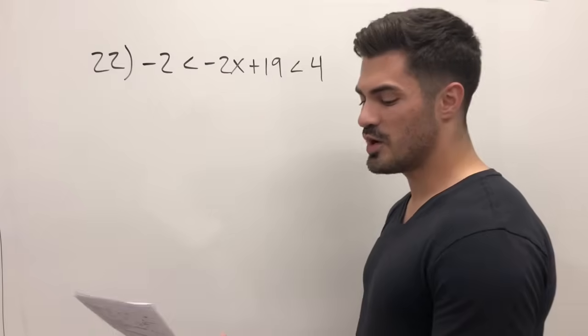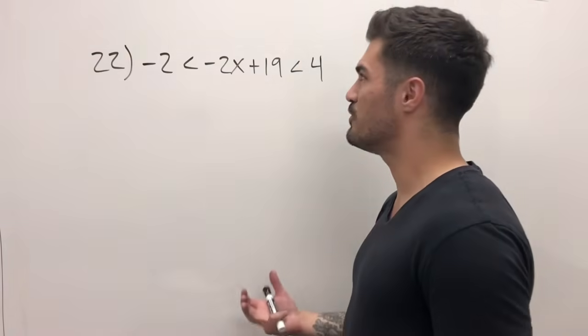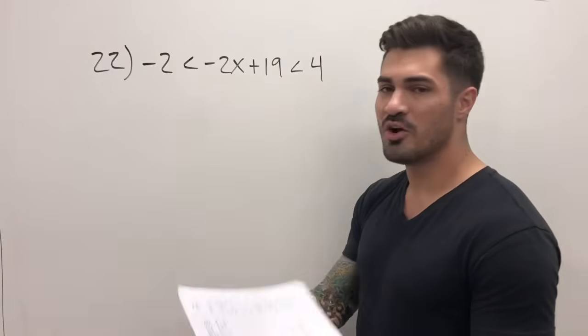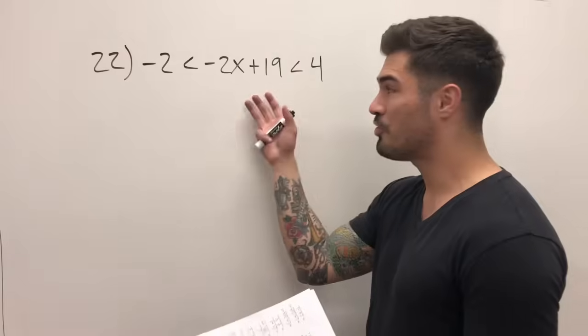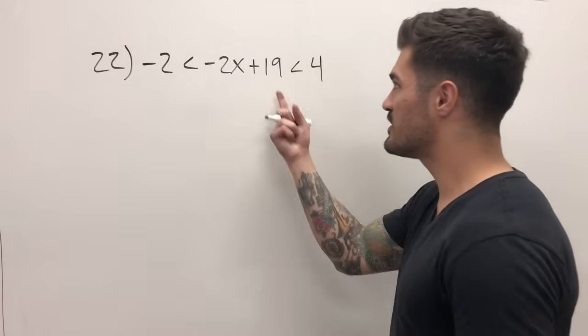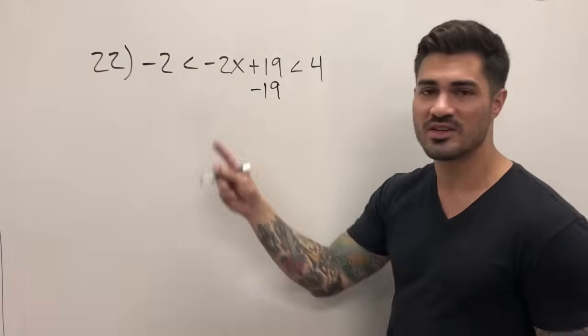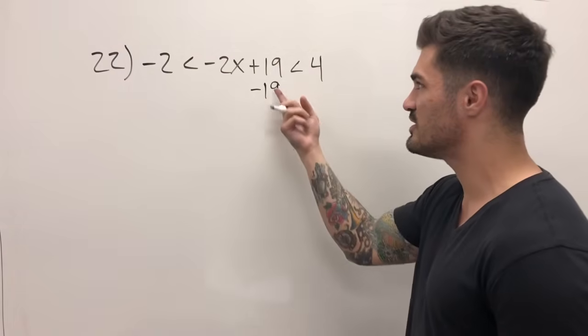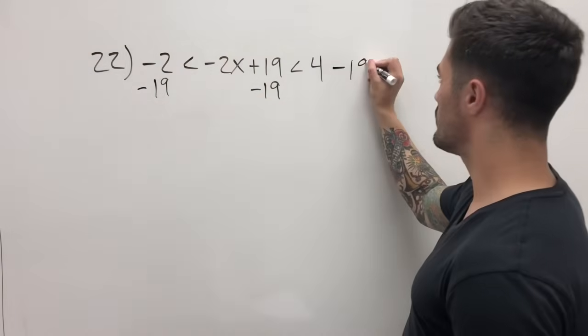All right, for this next one, we actually have 2 inequalities in this one, so I just have to be real careful. If I add, subtract, multiply, or divide something from one of these sides, I need to do it to all 3 parts of this inequality. So if I subtract 19 here, because I still want to isolate the x, just like any other equation, that means I have to subtract 19 from all 3 parts of this inequality.